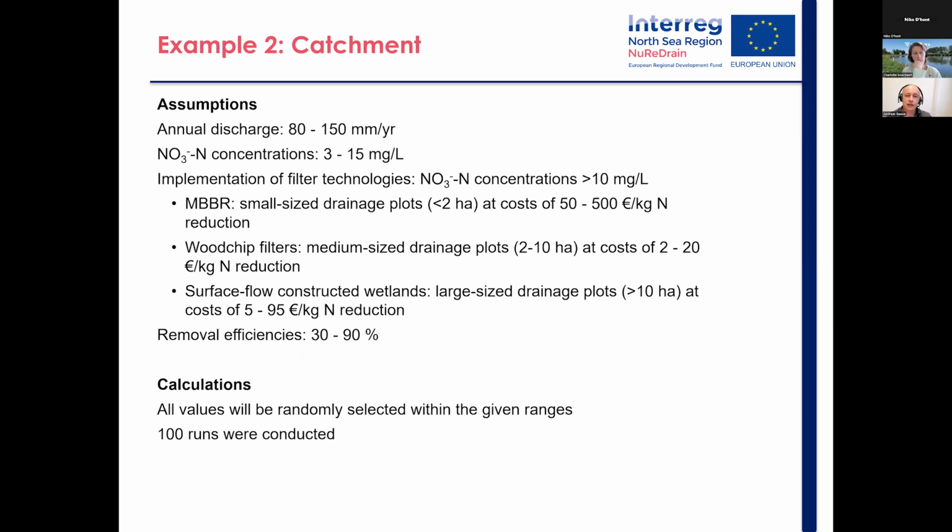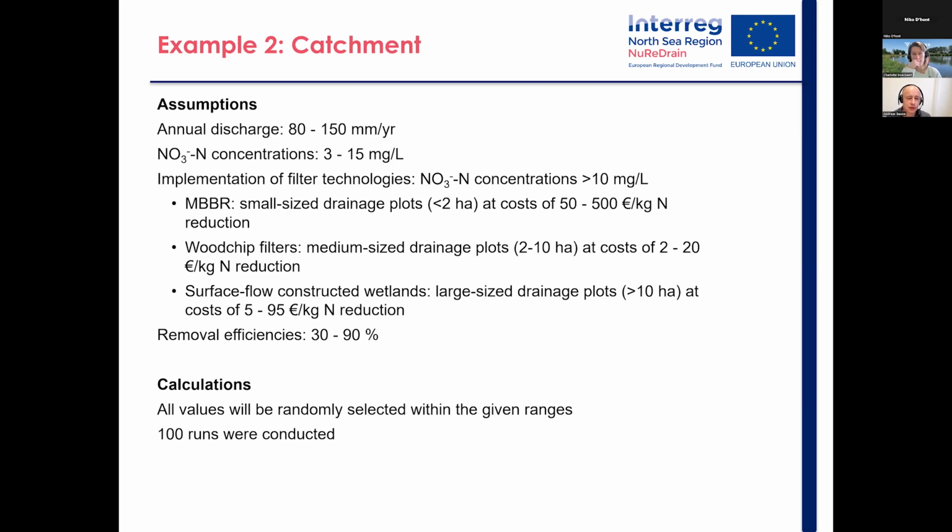Let us assume that the annual discharge of the drainage plots is between 18 and 150 millimeters per year. These are reasonable numbers, and the nitrogen concentrations vary between 3 and 15 milligrams per liter. We want to implement filter technologies in drainage plots where the nitrogen concentrations are greater than 10 milligrams per liter. MBBRs are suitable for small-sized drainage plots, not for large ones. Let's install these MBBRs at small-sized drainage plots smaller than 2 hectares at costs of between 500 and 500 euro per kilogram N reduction.